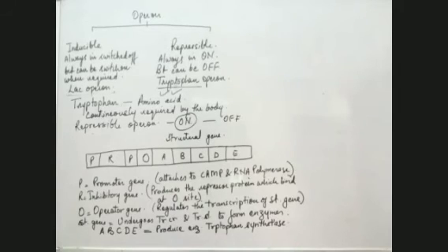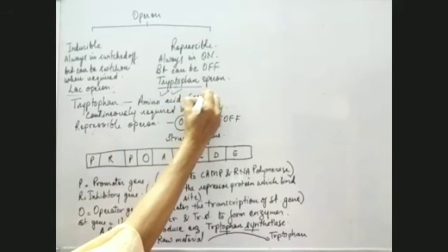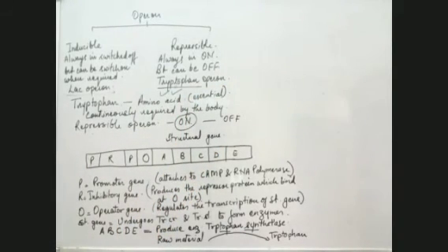And what is the function of this tryptophan synthetase? Tryptophan synthetase converts the raw material into tryptophan. Whatever raw material is there, under the action of this enzyme, tryptophan synthetase, gets converted into tryptophan, which is a very essential amino acid, continuously required by the body.